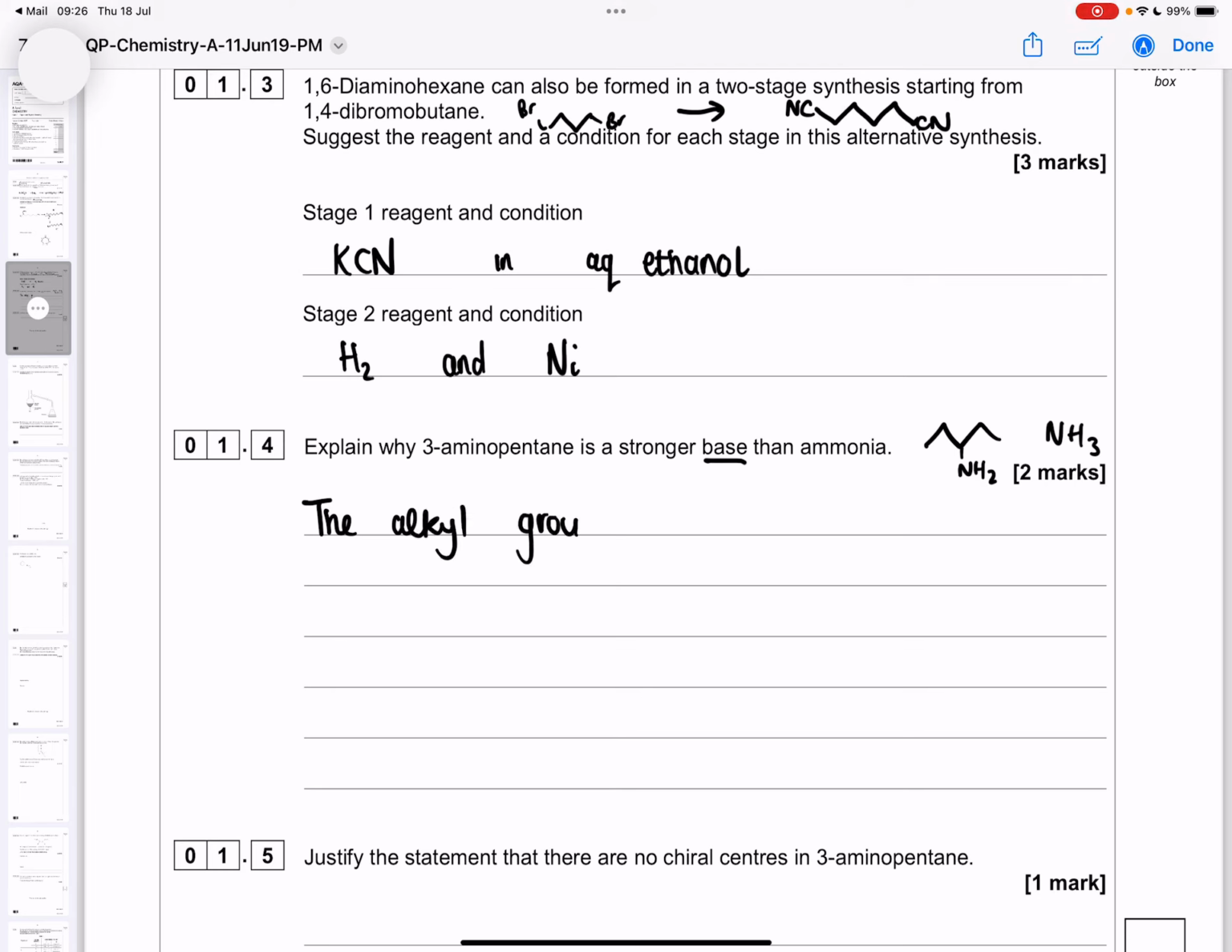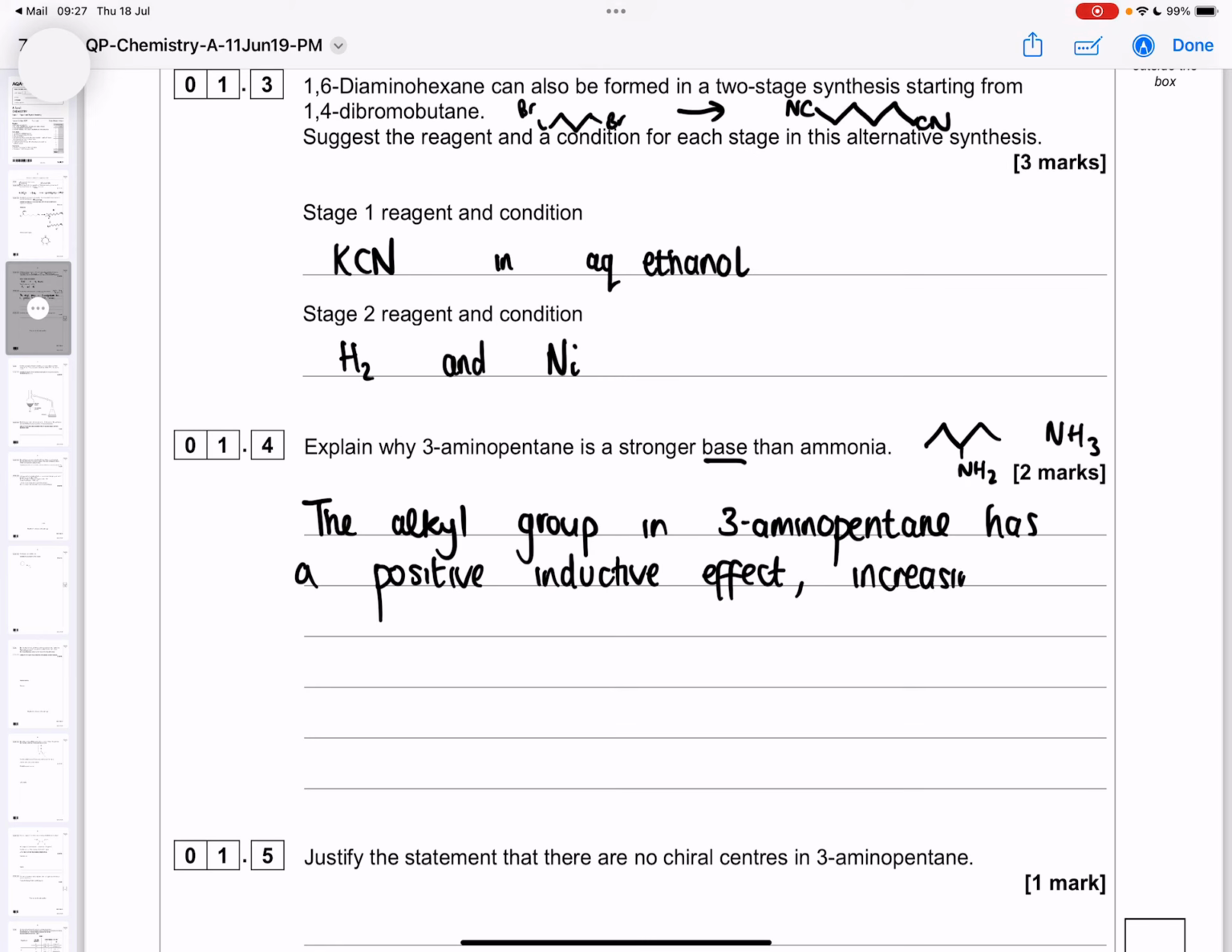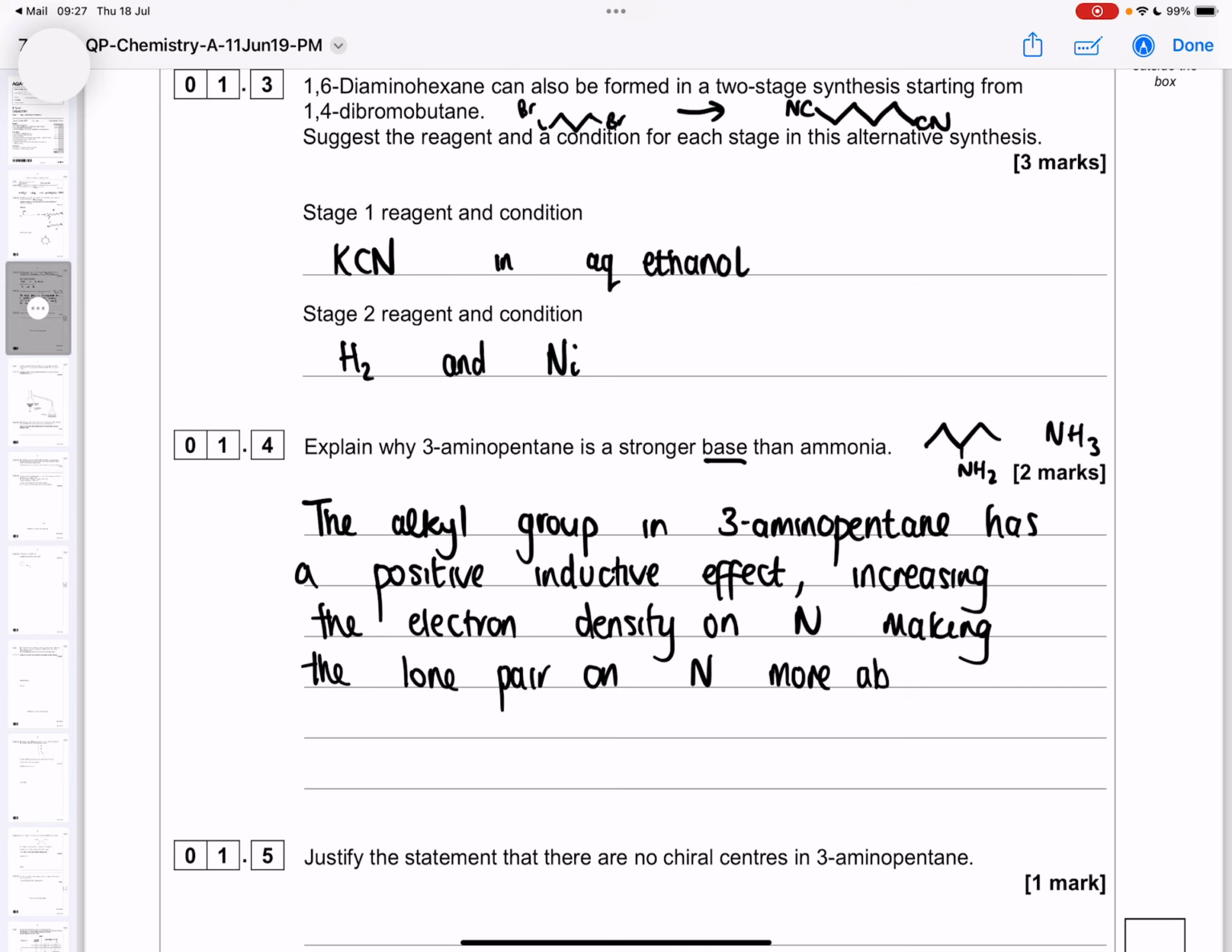So the alkyl group in 3-aminopentane has a positive inductive effect, increasing the electron density on nitrogen, making the lone pair on nitrogen more able to accept H+, a proton. That makes it a stronger base.